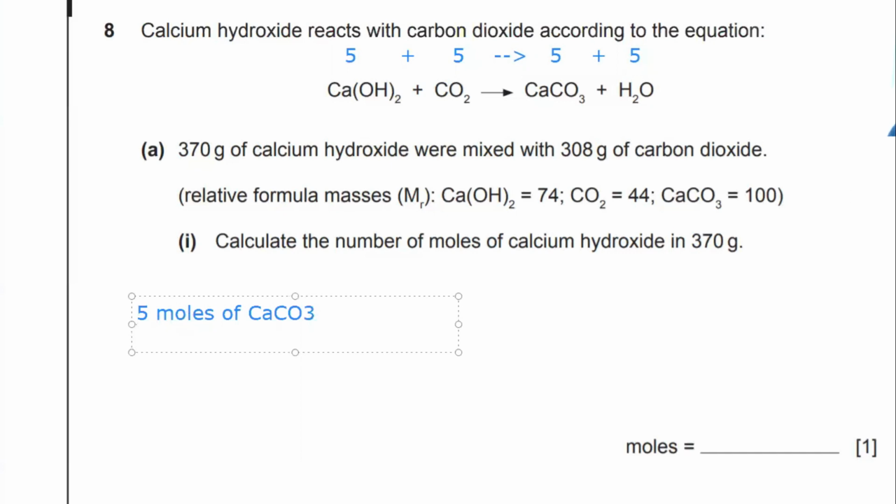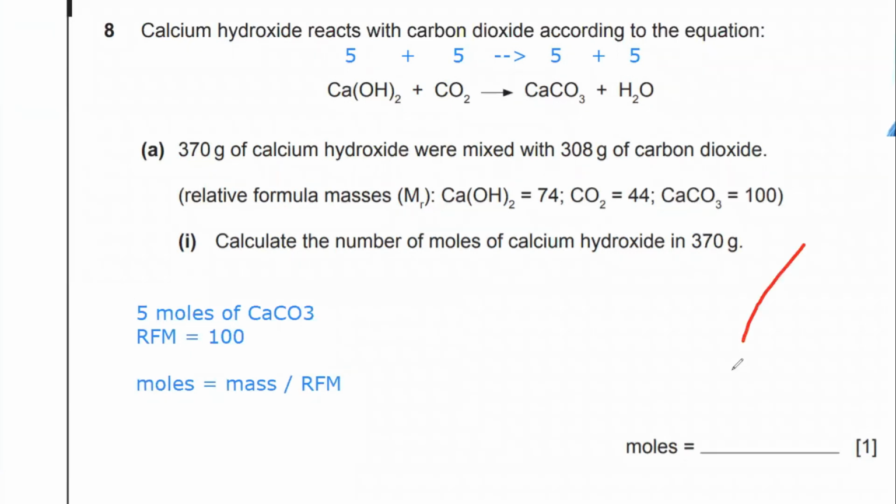Sorry, I'm going to ignore that question. I'm just going to work out how many moles of calcium carbonate you can actually produce there. So we know we can produce 5 moles of calcium carbonate. We're given the RFM of 100, and we can use our moles equals mass over molar mass equation to work out the mass of calcium carbonate that is produced. And that is a common question, though it's not asked here.